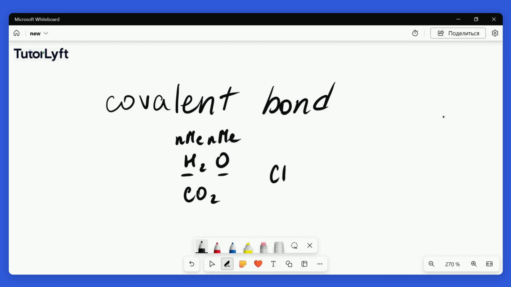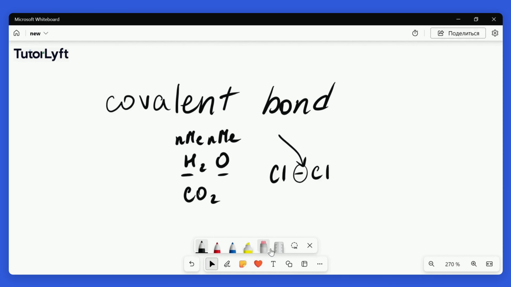Even if we consider chlorine gas, right? We know that when we put chlorine gas on its own, it's also a non-metal. But this actually means that we have chlorine combined with chlorine. They also have a bond, and this bond will be a covalent bond.